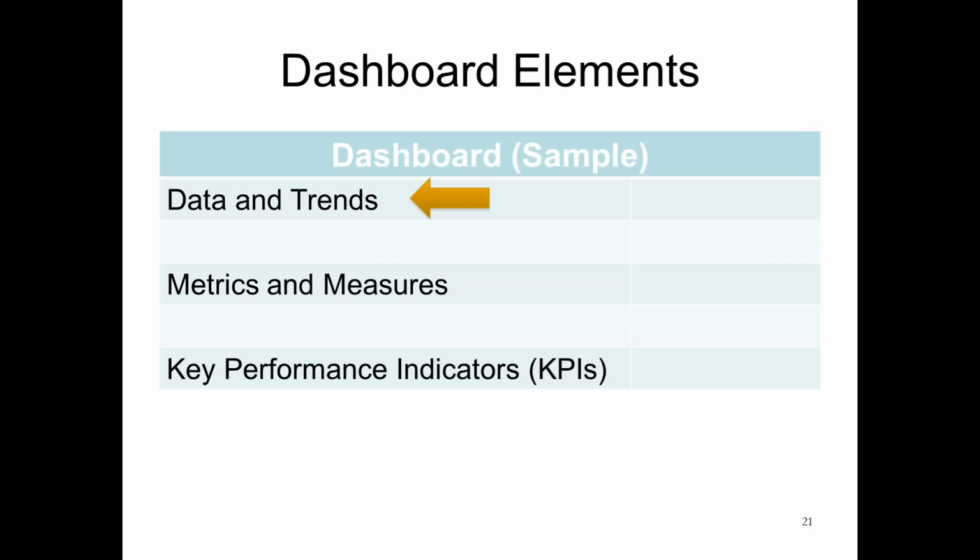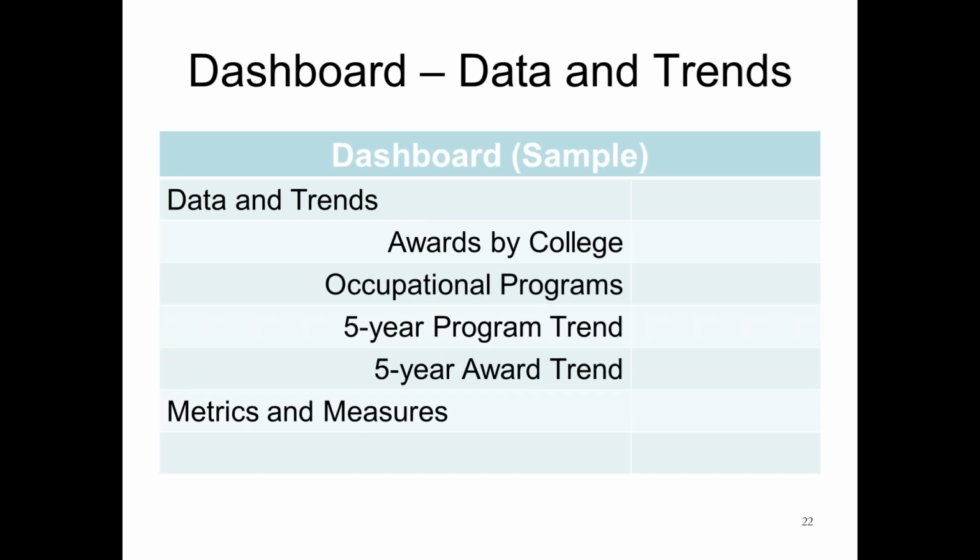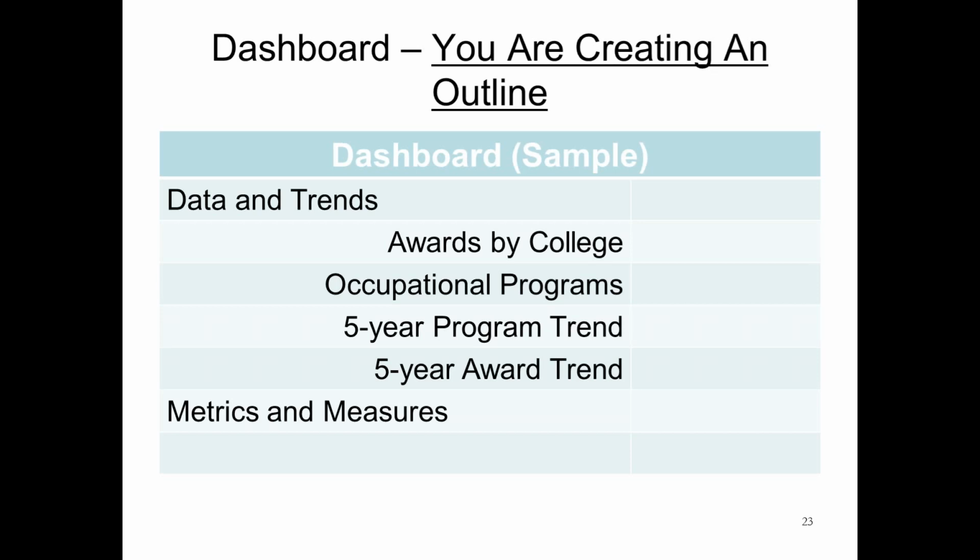So as you look at this further, let's look at some examples of data and trends. These aren't necessarily going to be the ones you use. I just want to use them as illustrative elements. So data and trends could be what sort of awards are being made by the colleges, awards being certificates of completion or degree completion. What are the trends in occupational programs over time? What do those trends look like? So that could be typical sort of things that we're looking at.